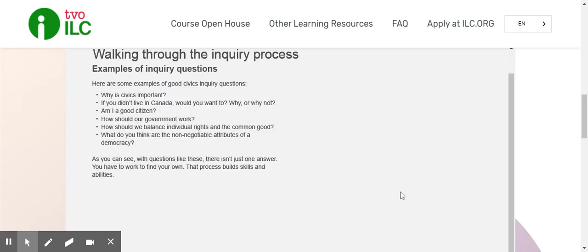Here are some examples of good inquiry questions. Why is civics important? If you don't live in Canada, would you want to? Why or why not? Am I a good citizen? How should our government work? How should we balance individual rights and the common good? What do you think are the non-negotiable attributes of a democracy? As you can see, with these questions, there isn't just one answer.